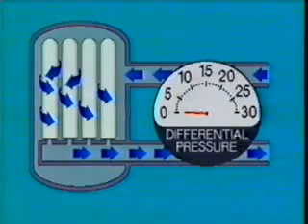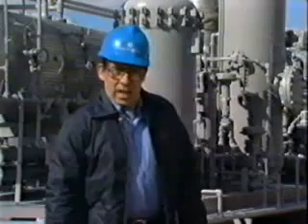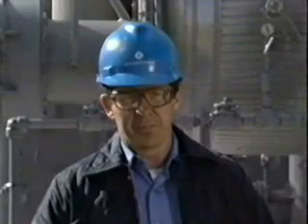A differential pressure gauge measures the pressure drop across the elements. A pressure drop of 3 to 6 psig is normal as glycol flows through the elements. The pressure drop increases as the elements remove solid material and eventually become plugged. When the pressure differential becomes 15 to 20 psig, the elements should be replaced to prevent stoppage of the glycol flow and possible collapse of the elements.